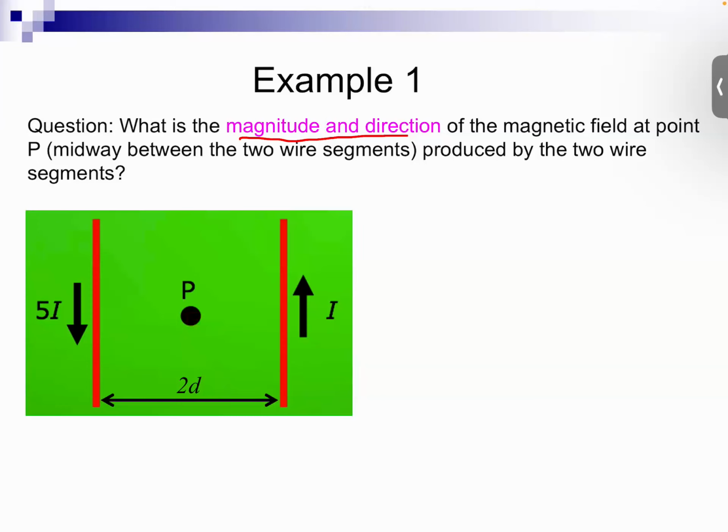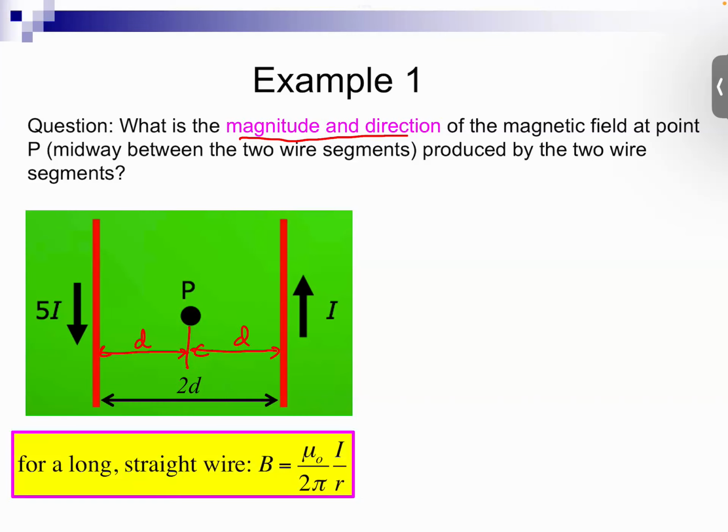Point P is halfway between the two wires, meaning if the two wires are separated by a distance 2D, this distance here will be D for each of the wires from point P. So how do we find the net or the total magnetic field at point P? And just a reminder, for a long straight wire, the magnetic field we derive from Ampere's law is mu naught I over 2 pi r.